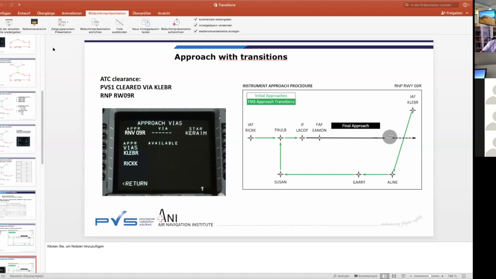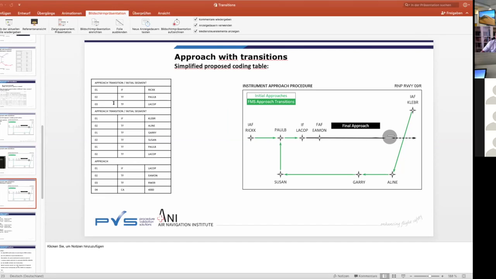If, as you can see in the coding table, you just add another approach transition, you can have as many approach transitions as you like, and they can have common points. The name of the approach transition is the first point.